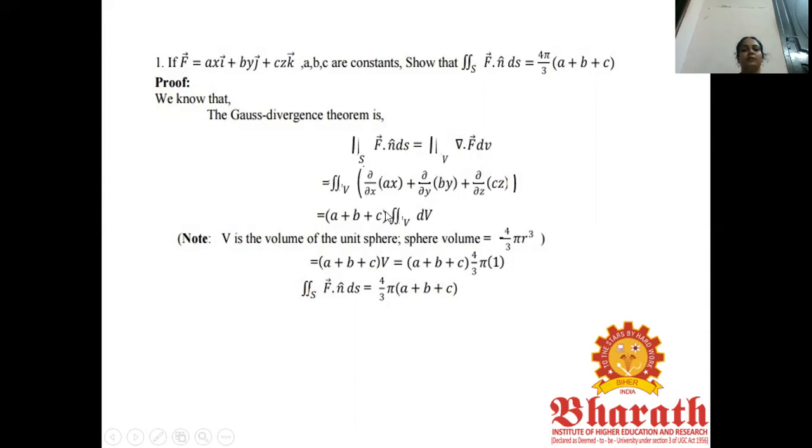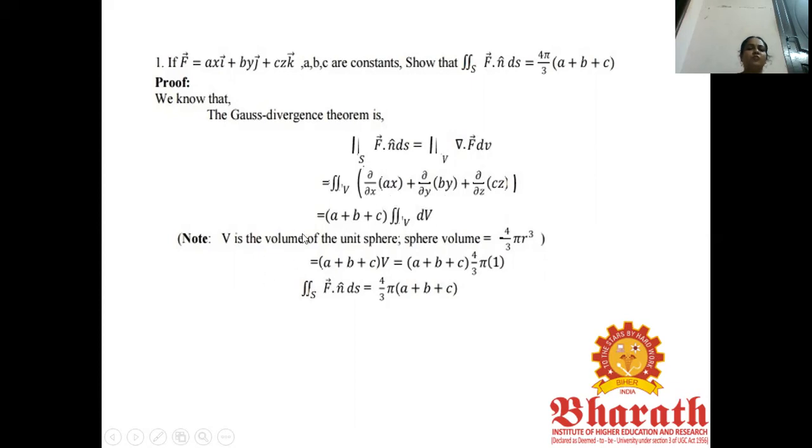Before integration, we have to take the constant terms outside. The constant terms are a, b, c, so that is a plus b plus c, and we can keep it outside. Remaining is the double integral over V of dou x by dou x. Similarly, the second term dou y by dou y, and the third term dou z by dou z. Now each becomes 1. So it is the double integral over V of dV.